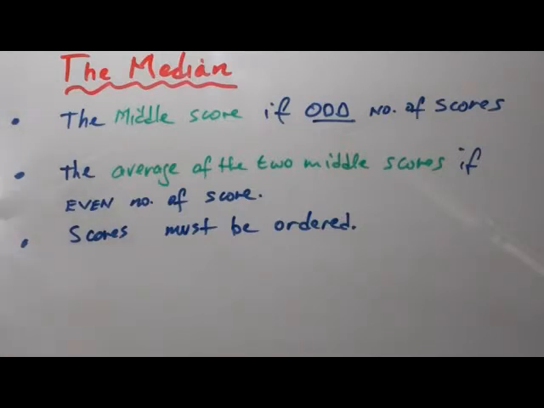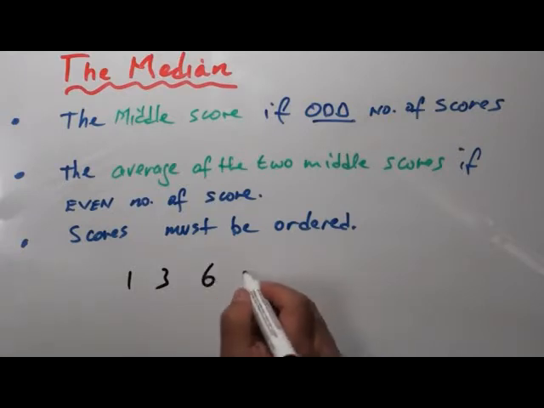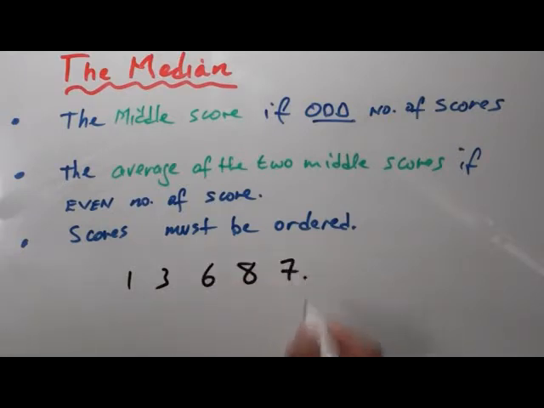If I've got scores that were 1, 3, 6, 8 and 7, what's the median? The first thing I need to check is to make sure that my scores are ordered in ascending order. And you can see here that 8 and 7 are not in the correct order, so I've got to rewrite these correctly. So this would be 1, 3, 6, 7 and 8.